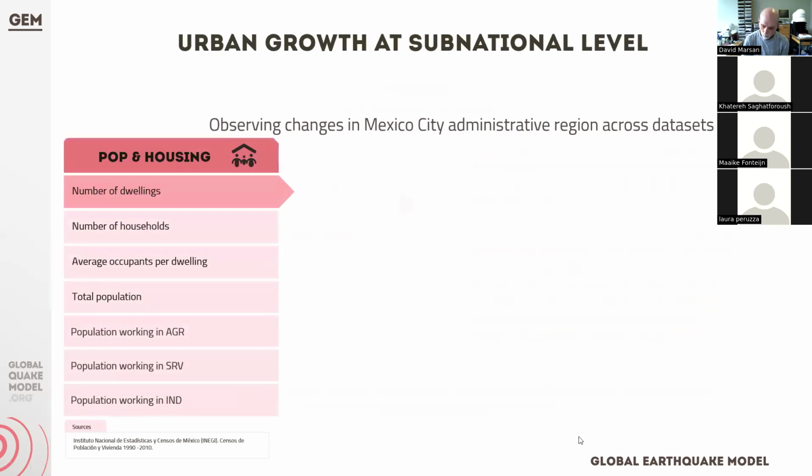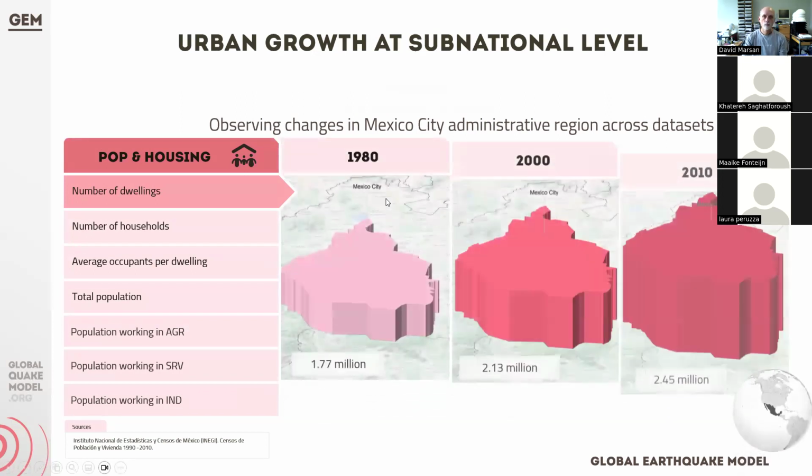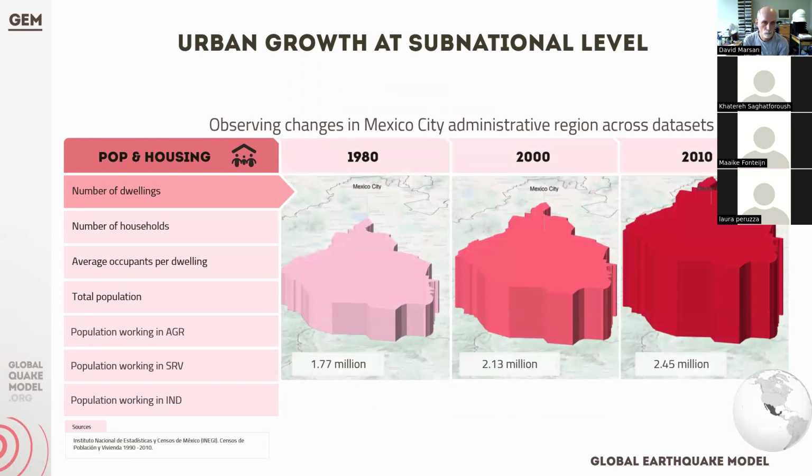So just to give you an example of how this can be done and how we're actually doing this, I'll give you the example of Mexico City, okay? I was telling you that we were studying changes at a national level, right? But what if we take a look with a higher granularity? So instead of seeing national changes, let's take a look at subnational changes. And instead of taking a look at just one variable, let's take a look at many variables.